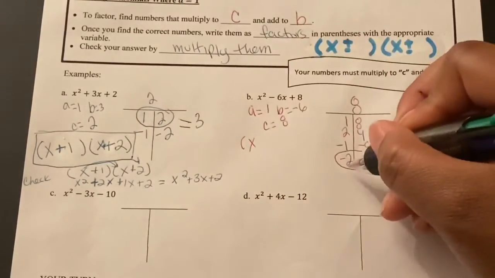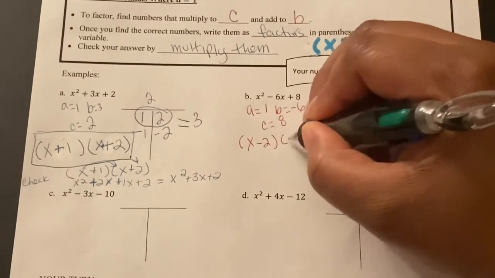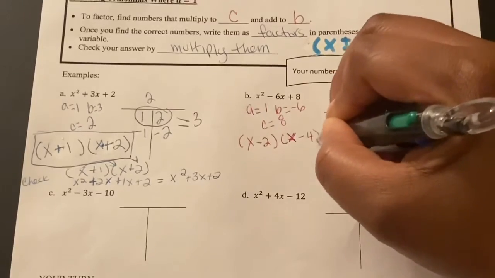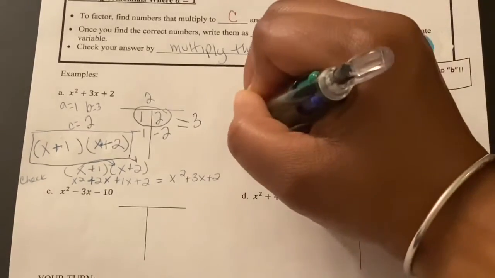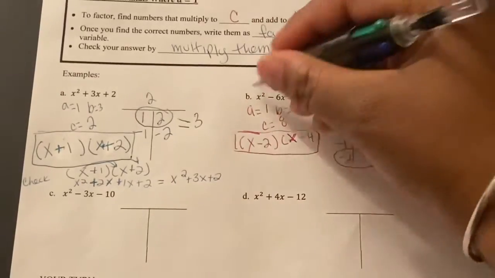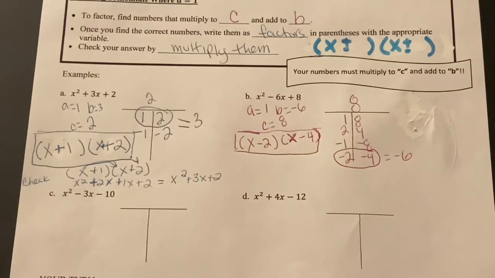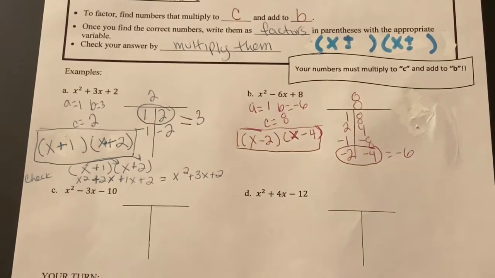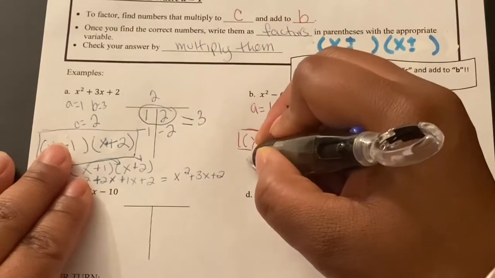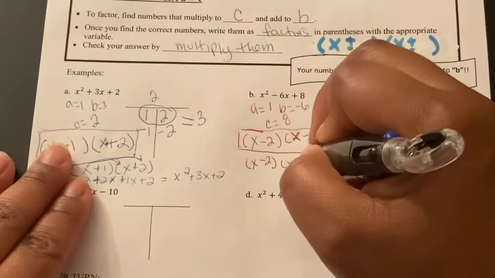x minus 2, because it's a negative number, and x minus 4. And that's going to be my answer. These are my factors of this polynomial, or this quadratic. I'm going to check it by multiplying them and hoping I come up with what I had in the beginning. So x minus 2 times x minus 4.